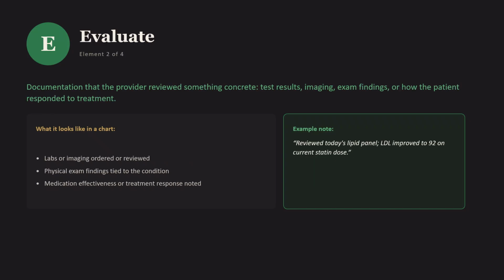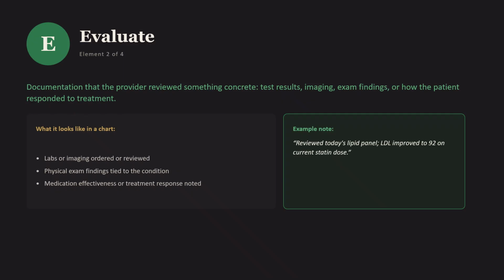Next one is E for evaluate. Evaluate means that the provider reviewed something concrete. Maybe test results, imaging, exam findings, or how the patient is responding to treatment. So something qualitative. In a real chart, this looks like labs or imaging that were ordered or reviewed, maybe physical exam findings tied to the condition, or a note about some medication effectiveness or treatment response.